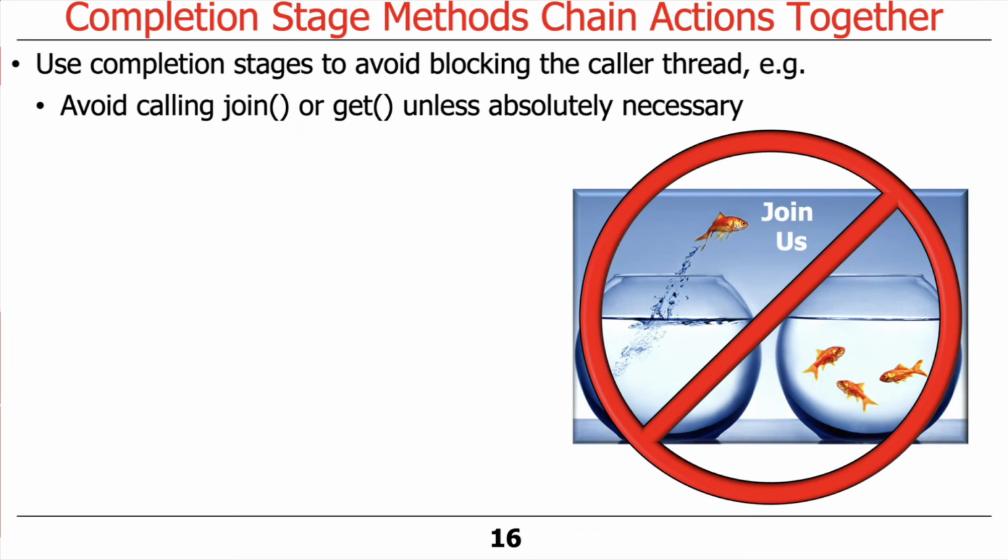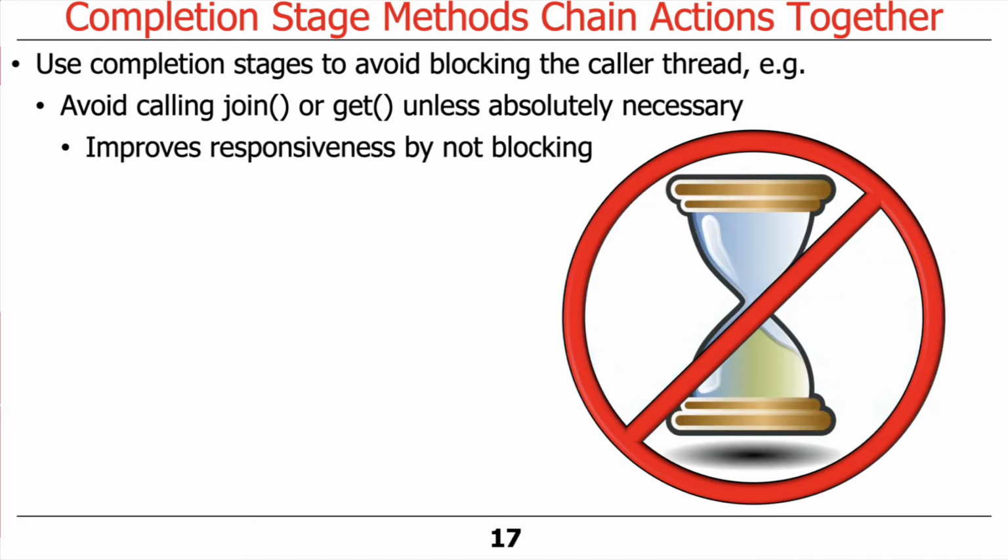You should try to avoid calling join or get. You're very rarely going to use get with completable futures. You're most likely to use join. But if you were to choose to use get with all of its checked exception madness, you want to try to avoid using get or join unless you absolutely have no other option. And usually that occurs at the end of chains of calls that cannot continue asynchronously until you get a result.